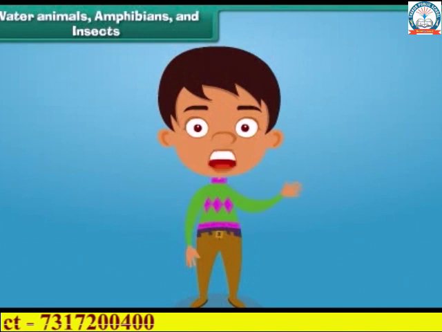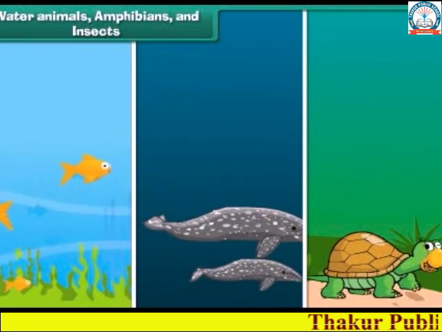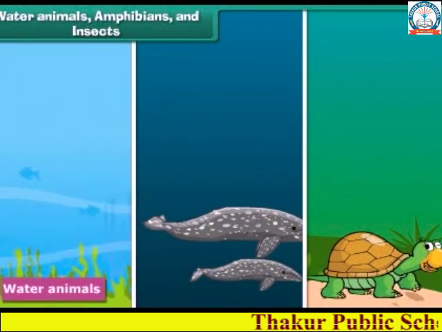Now let us know about other animals like water animals, amphibians, and insects. The animals that live in water are called as water animals. Fish, whale, and tortoise are few of the examples of water animals.